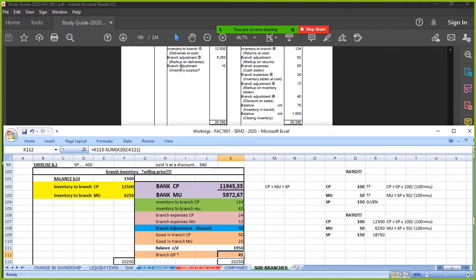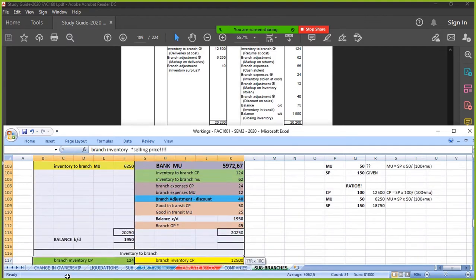Right, so I think they've taken more to the adjustment. Everywhere where I've got branch expenses markup, they've put that into the adjustment instead of putting it into branch expenses. That's what they've done. Okay, so let me just show that.